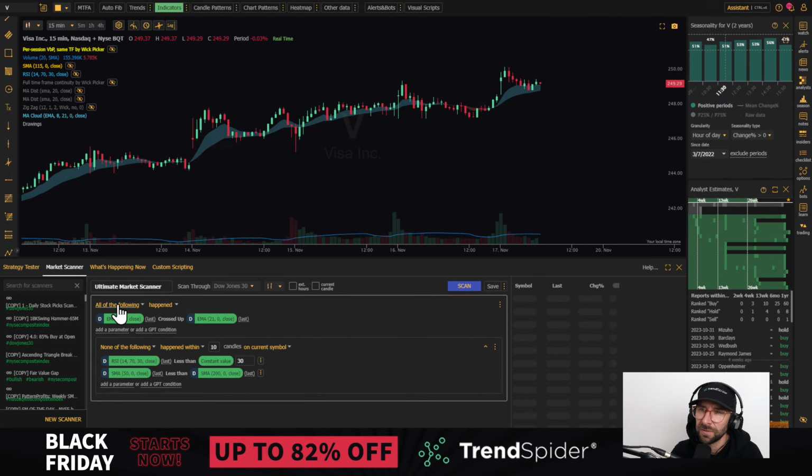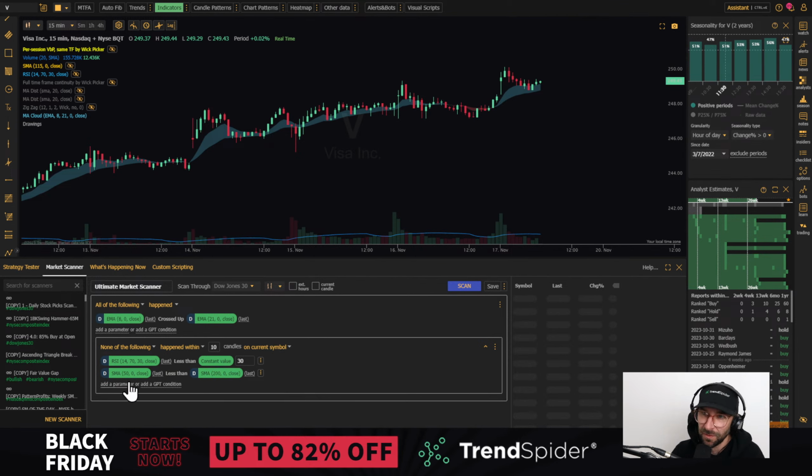Because all of the following definition is up here, it's saying that this condition has to be true and these conditions have to essentially not be true because we're defining them as none of the following. I could change this and make it any and say either of these is true. So the 8 has crossed up on the 21 and RSI is less than 30, or the 50 is less than 200. Notice how this definition is changing what we're defining here.